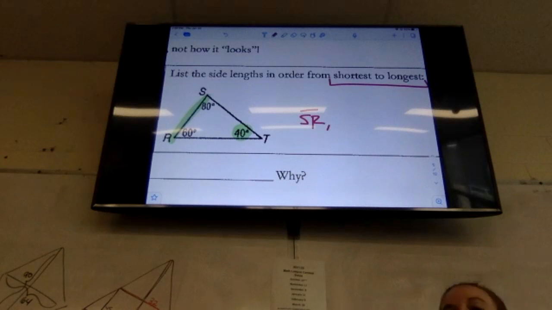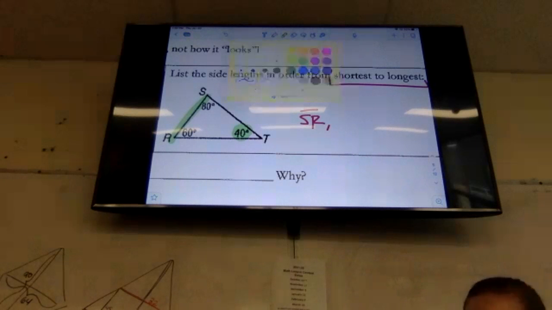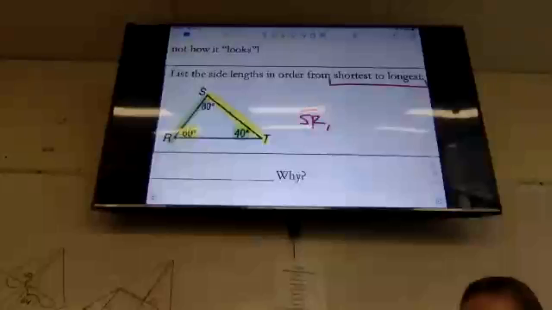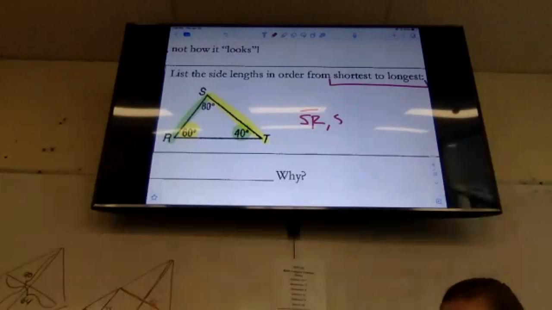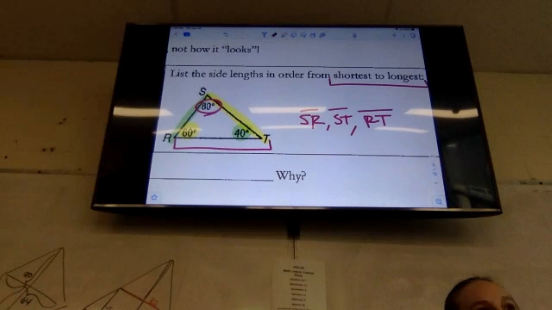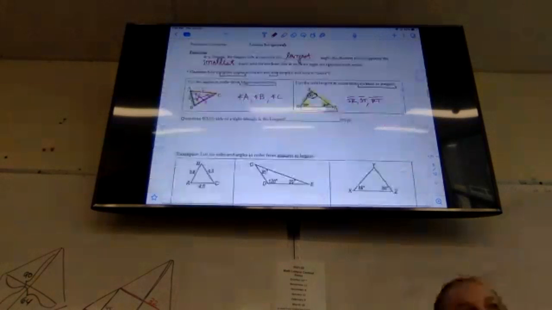It's my smallest side. Ava, do my medium one. ST. ST is my medium side because it's across from the medium angle, which is 60. So ST is my medium side. And then what's my largest side? RT, because it's across from the largest angle. We're gonna do a lot more practice, so you won't mess it up when you go home, I promise.